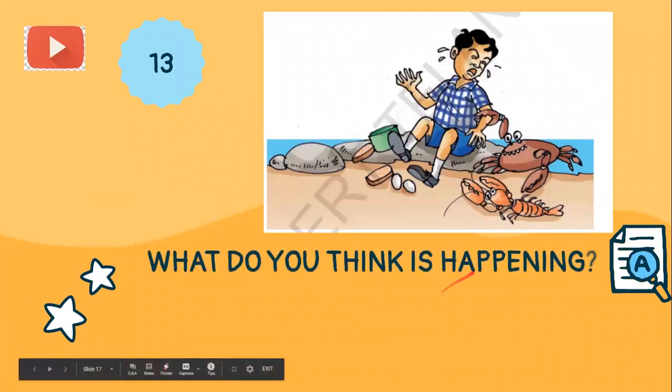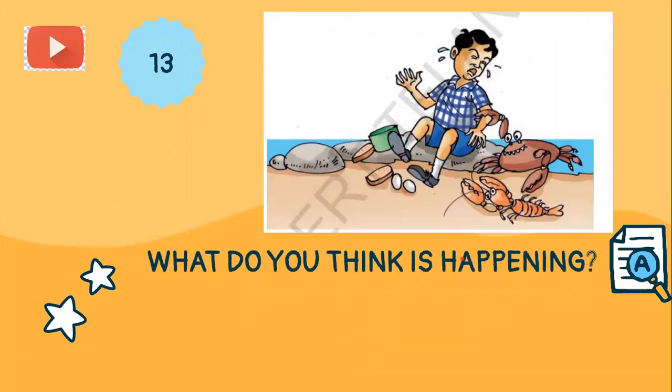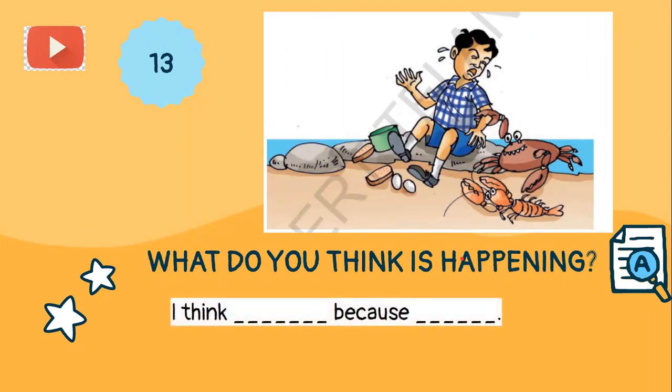What do you think is happening? We have already answered this, right? What do you think is happening? I think crab is pricking Hari. Okay? And why do you think? Because we saw in the picture.